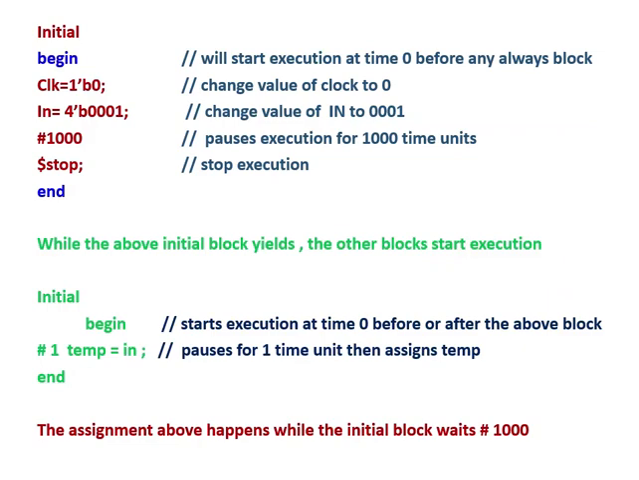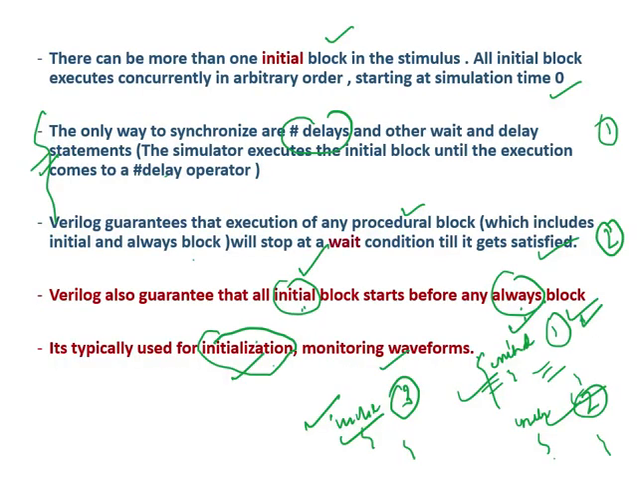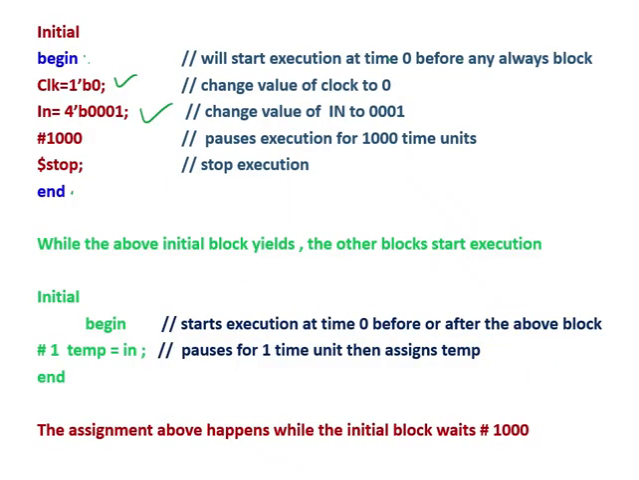So this is one example: initial, begin, end. Here I have two statements, so I have used begin and end, because I said that if there is a single statement, then there is no need to give begin and end inside the initial block. So it will start execution at time equal to 0, before any always block. Verilog also guarantees that all initial blocks start before any always block. So these lines start execution at time 0 before any always block.